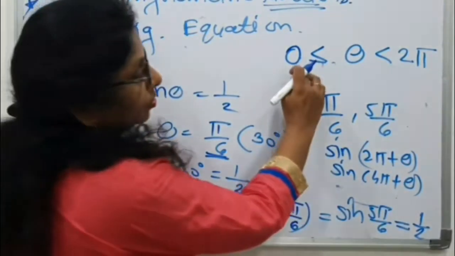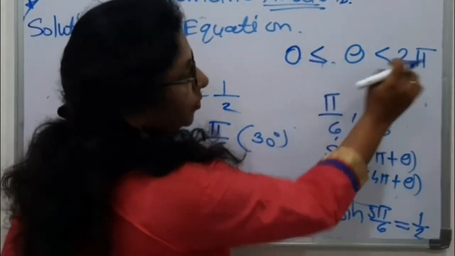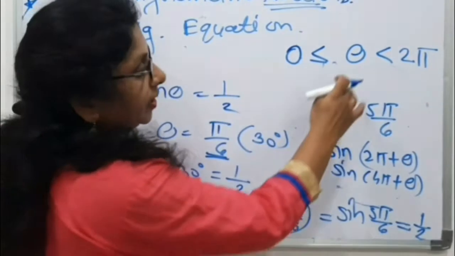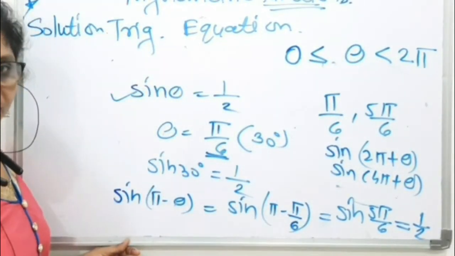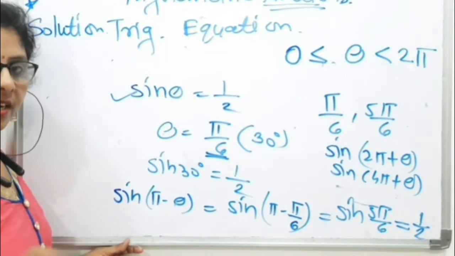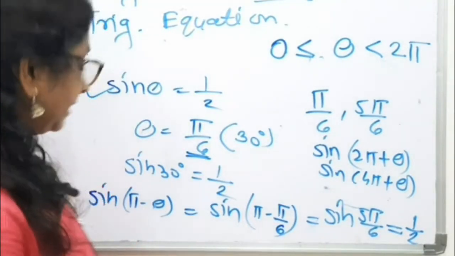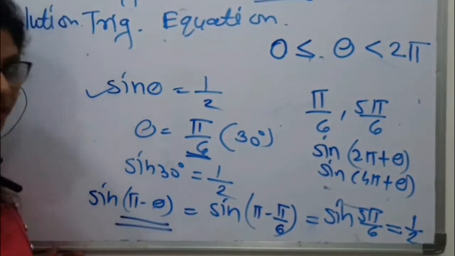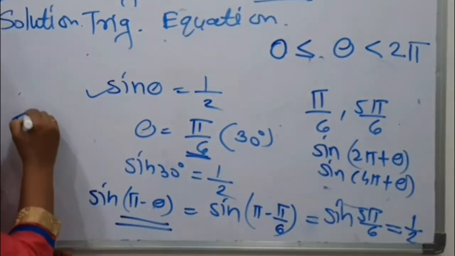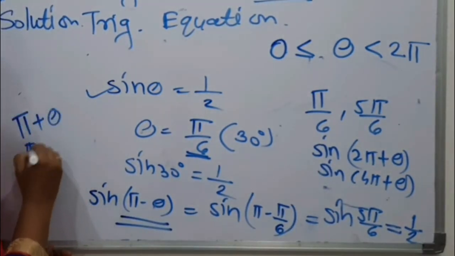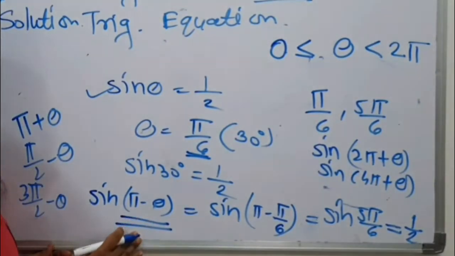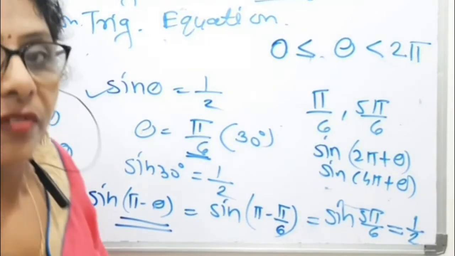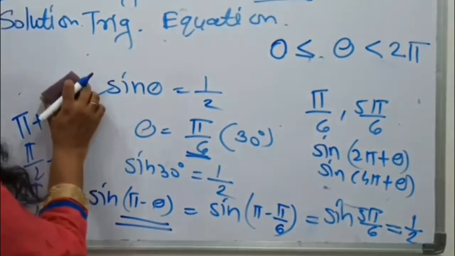Okay, if the solutions are in between 0 and 2 pi including 0, then all the solutions are called principal solutions. Understood? Clear idea? Now your question remains: how did I take only this? Why didn't I take pi plus theta or pi by 2 minus theta or 3 pi by 2 minus theta, like that? For that also there are certain conditions. So we will try to understand those first.